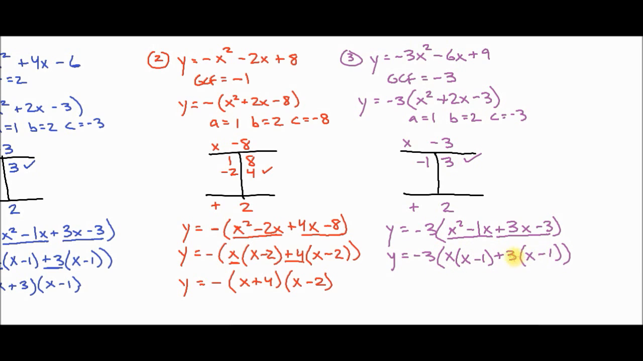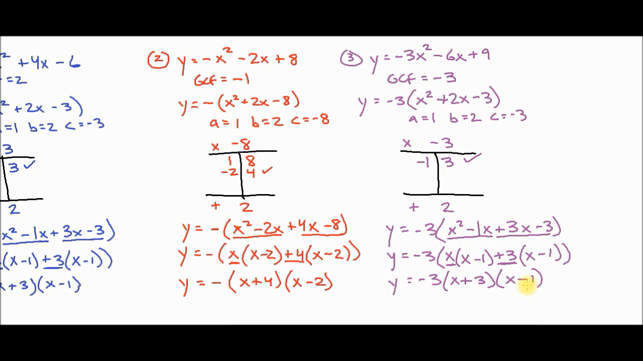Our binomial that was pulled out is the same, so we can continue on with the last step. Y equals, there's our GCF, negative 3. Remember, we're going to combine this x and this positive 3 together, x plus 3, and then we're going to write our common binomial, which is x minus 1. And now question number 3 is factored.